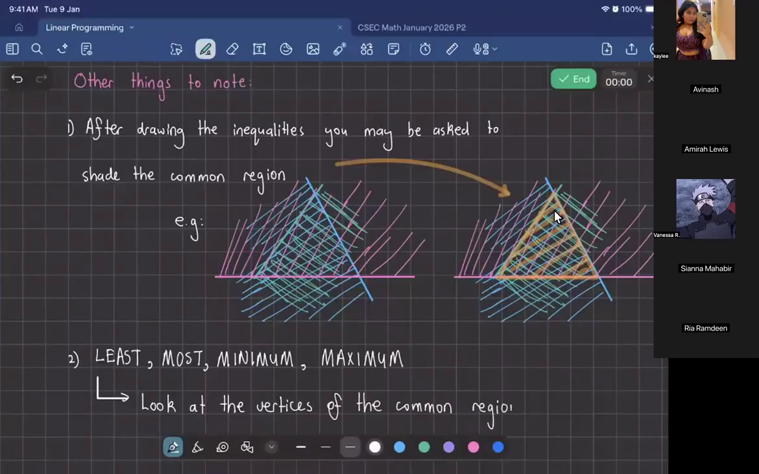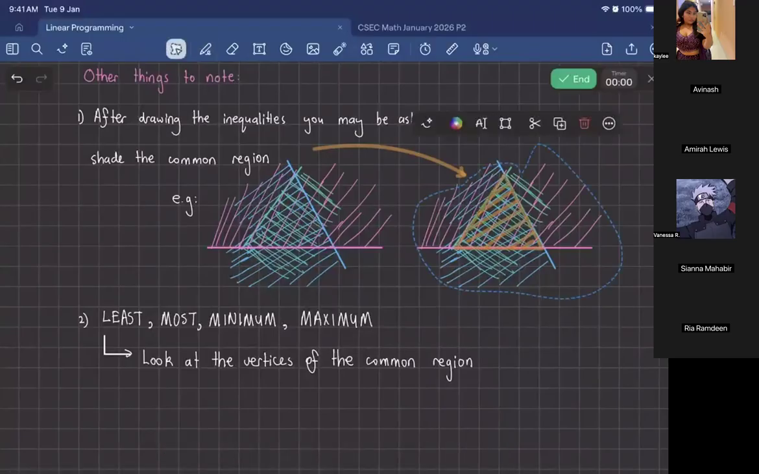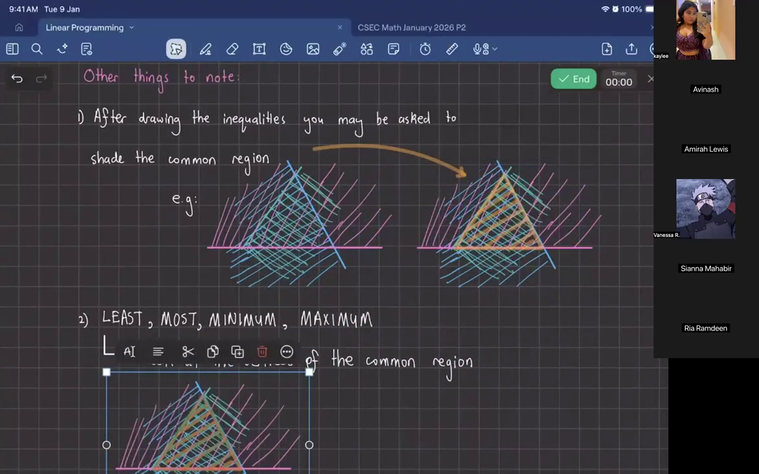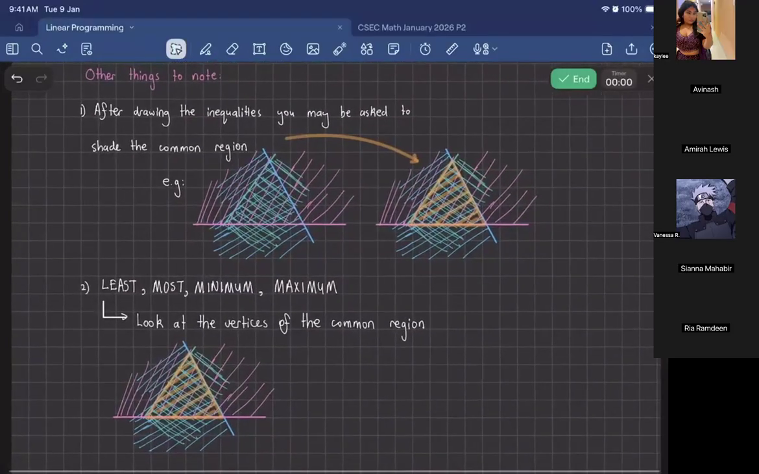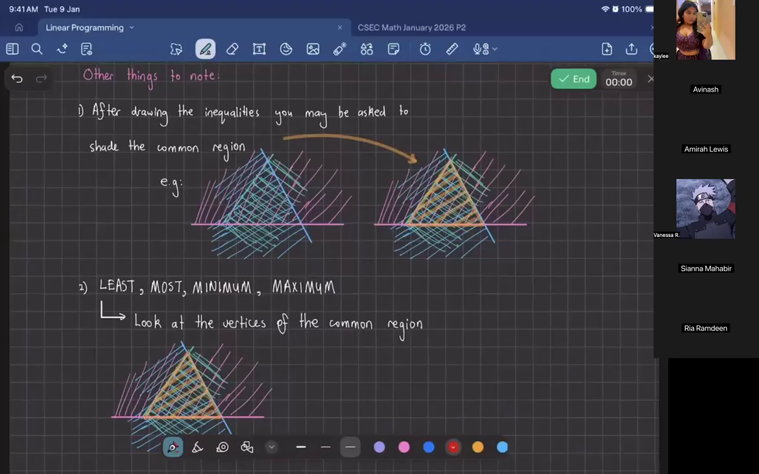So guys, didn't we already identify that the common region was a triangle? And everybody saw that it was a triangle. Yes or no? Yes, sir. How many vertices does a triangle have? By the way, a vertex is like a point, where the lines meet. So how many vertices does a triangle have? Three. Three vertices, right?